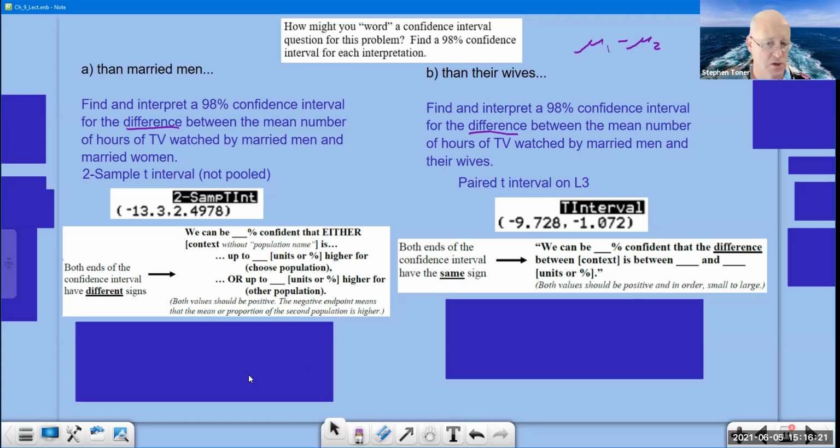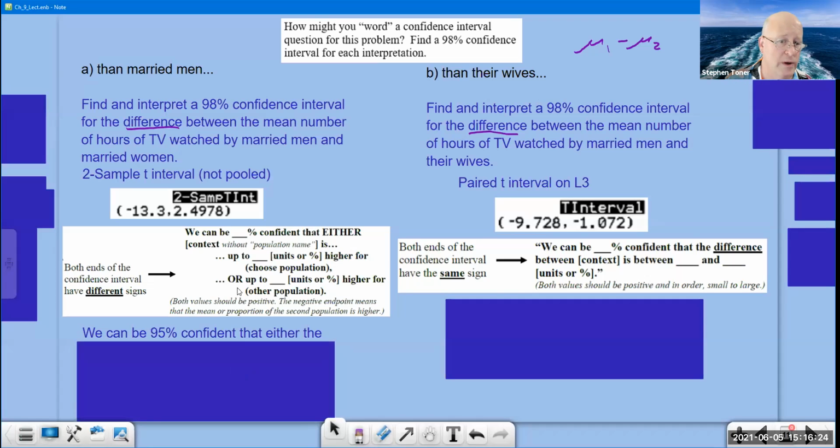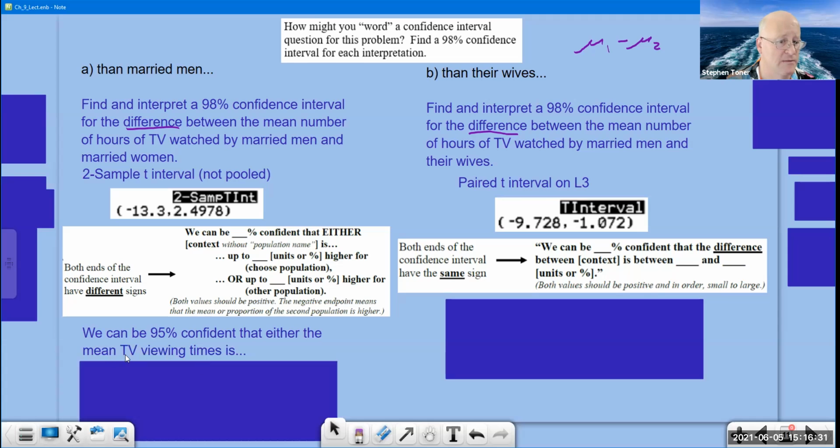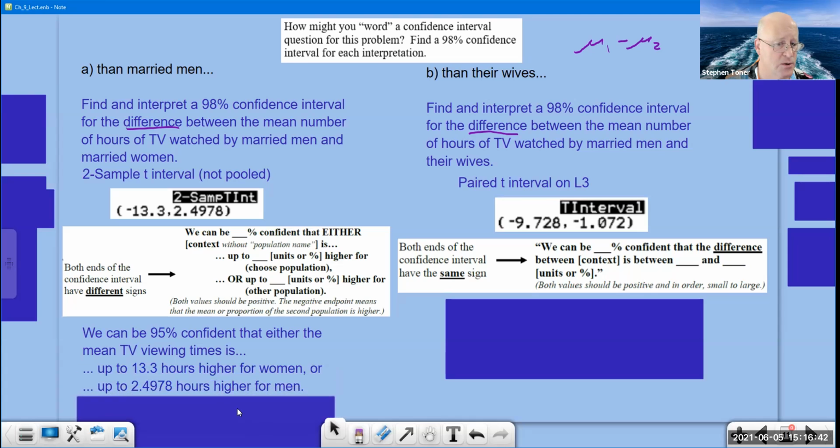Okay, for this first one, we're going to say we can be 95% confident that either the, and I need some context, the mean TV viewing time. The mean number of hours of TV watched would be another way we could word that, is up to, okay, here we go. There's the first number, 13.3 hours higher for women, which was our second group, or 2.4978 hours higher for men, which was our first group.